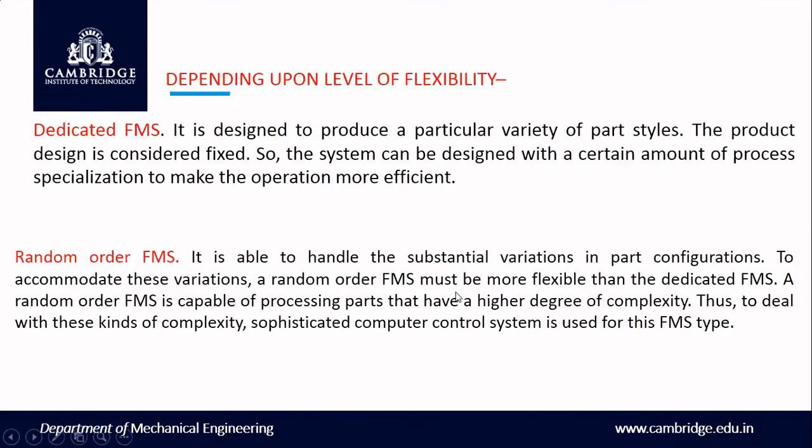Random order is nothing but being able to handle substantial variation, n number of variations in part configurations. To accommodate these variations, a random order FMS must be more flexible than the dedicated FMS. A random order FMS is capable of processing parts that have a higher degree of complexity. Thus, to deal with this kind of complexity, a sophisticated computer system is used for this type of FMS, that is random order. And the main thing is that whenever production increases, you have to invest more cost.